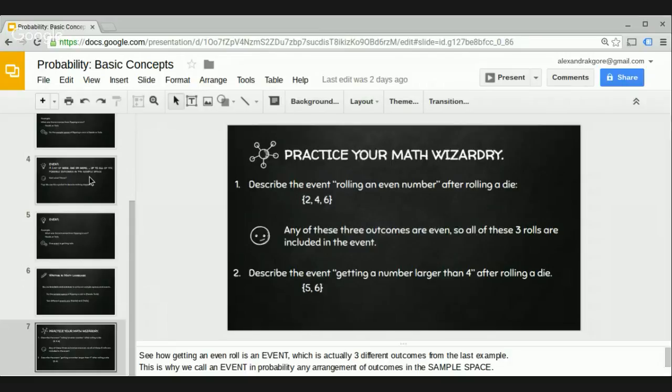Yeah. Now, let's try another one. Describe the event getting a number larger than 4 after rolling a die. Well, what are the outcomes that would make that event happen? Well, you can get a 5 when you roll, or you can get a 6 when you roll. So those are the 2 outcomes that make up the event list.